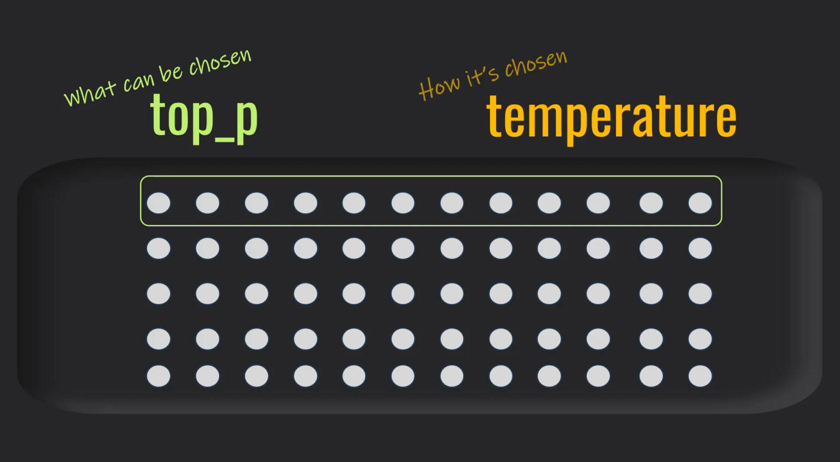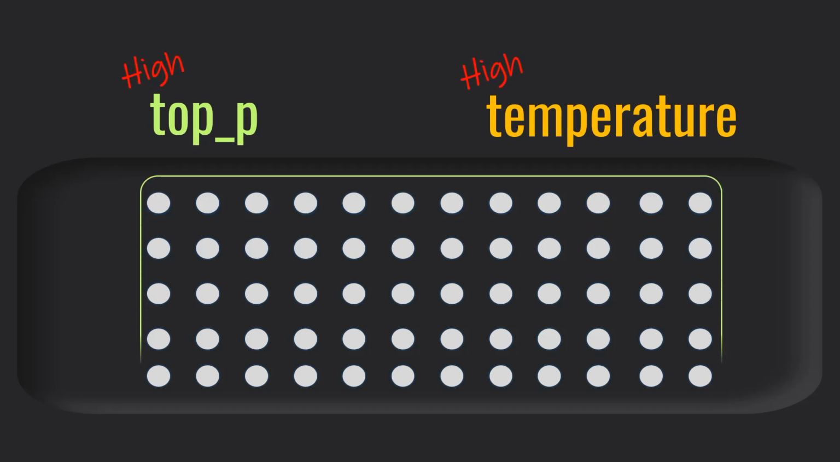Temperature, on the other hand, is about how tokens are chosen from the pool that top P defines. Lower temperature yields more stable and repeatable results. Higher temperature yields more varied results. If both top P and temperature are high, you are randomly choosing a lot of tokens from a big pool. Then the possibility of receiving an unexpected result is high too.